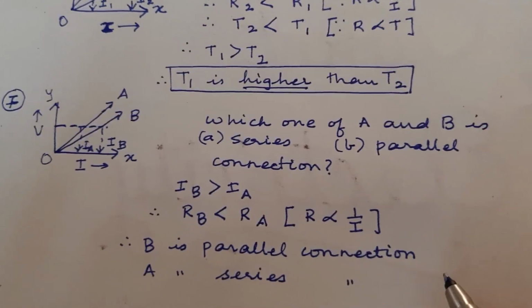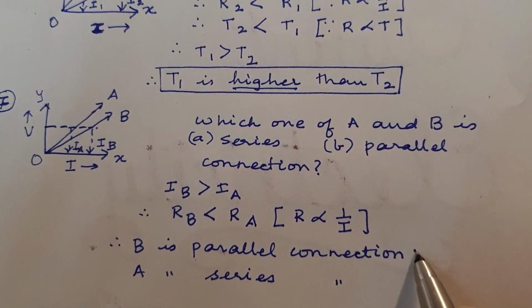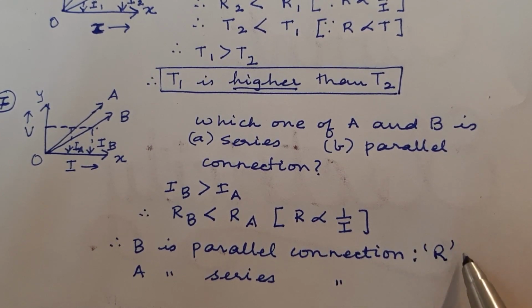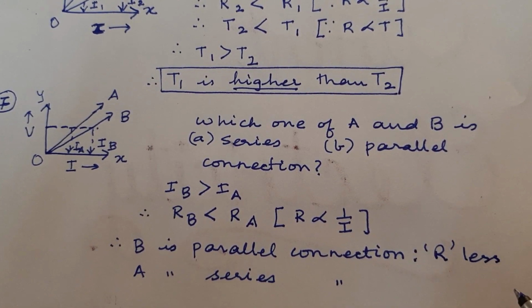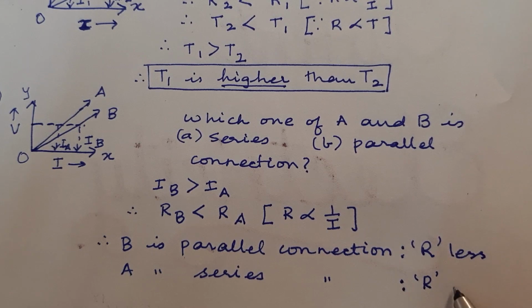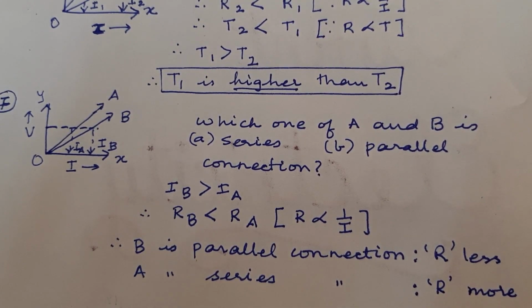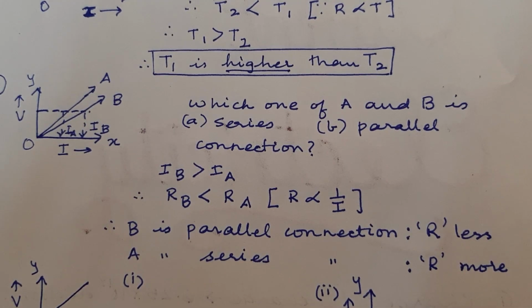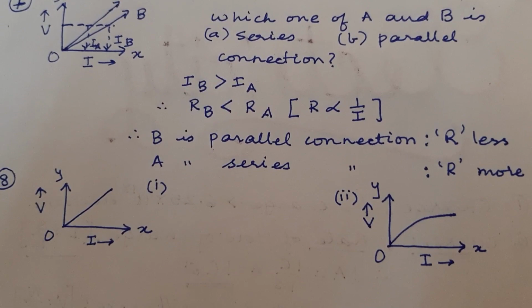The reason for that is that in parallel connection resistance is less. The equivalent resistance becomes lesser than the least, and the resistance in series is more because the equivalent resistance is higher than the highest individual resistance of the combination. Let us come to the next point.